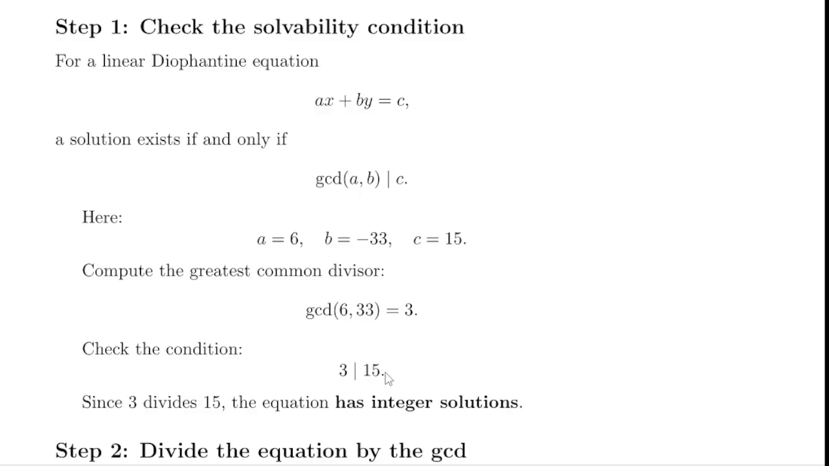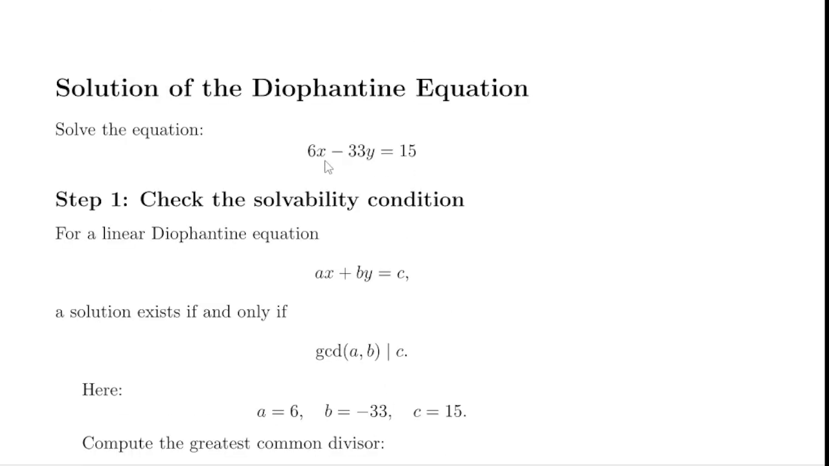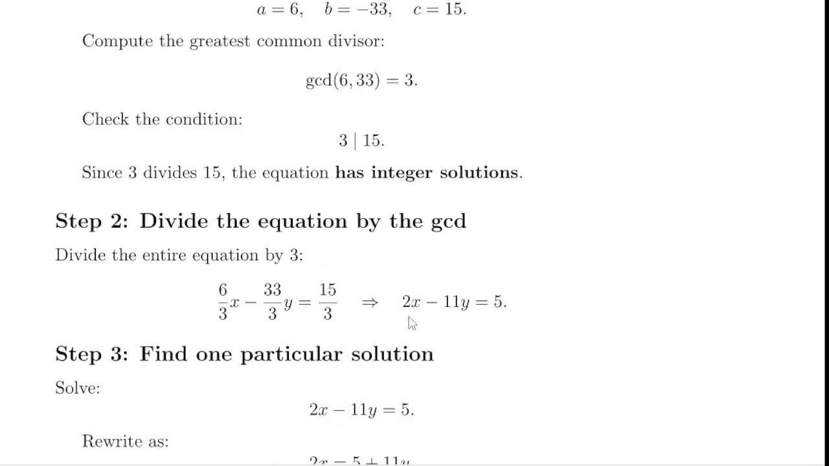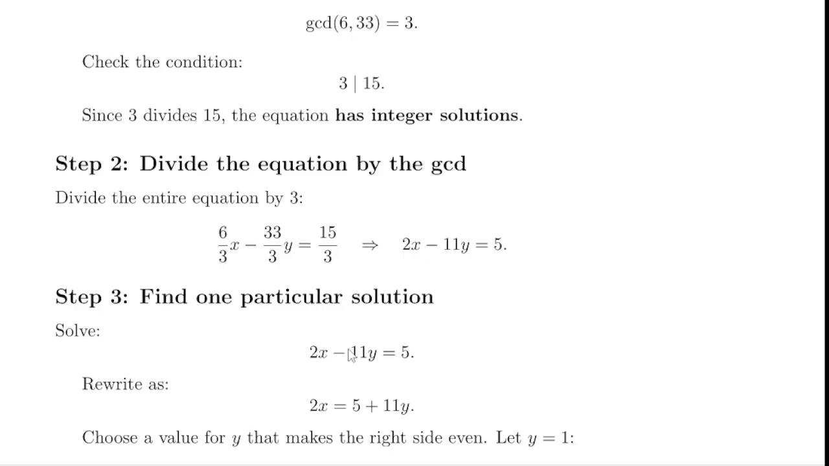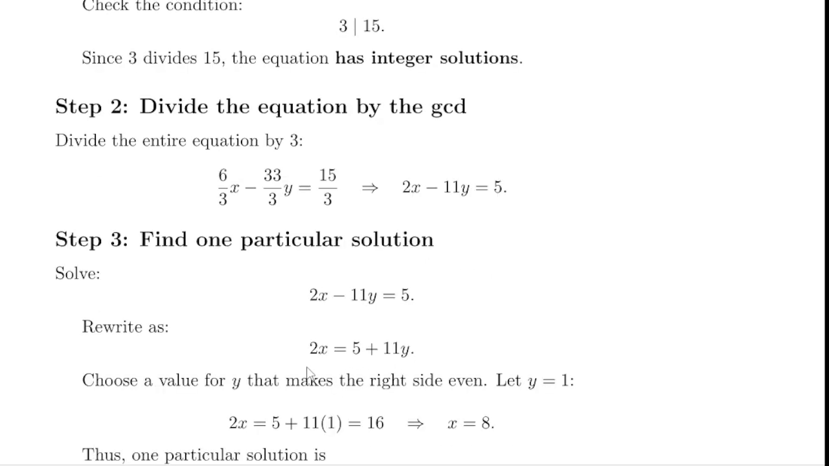Now let's divide the equation by the GCD. So note that 6, 33, and 15 are all divisible by 3. So let's divide by 3 to get 2x minus 11y equals 5. And so we just need to find a solution to this. We can rewrite this as 2x is equal to 5 plus 11y.